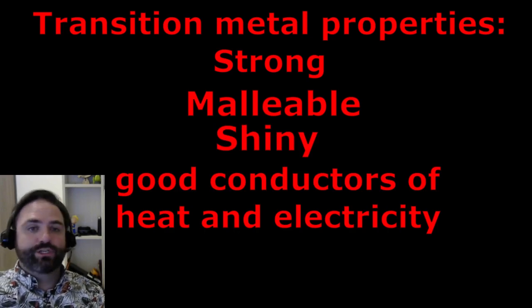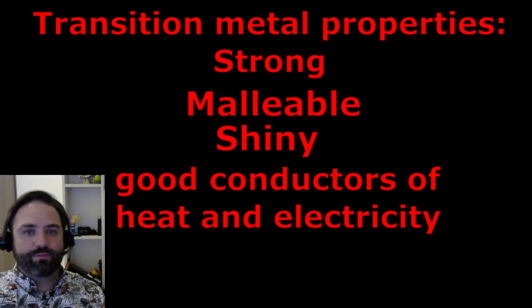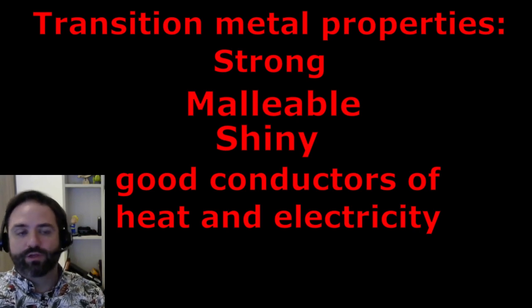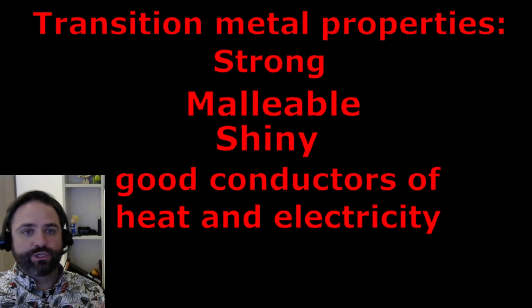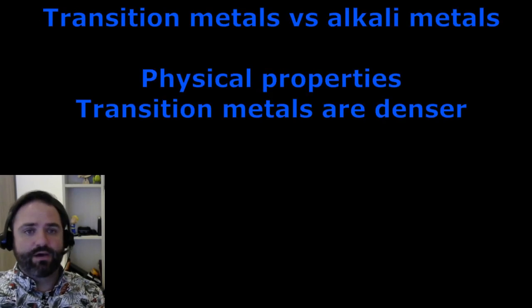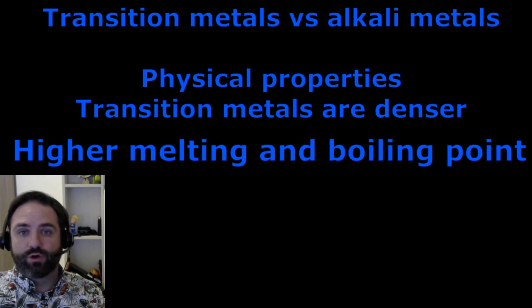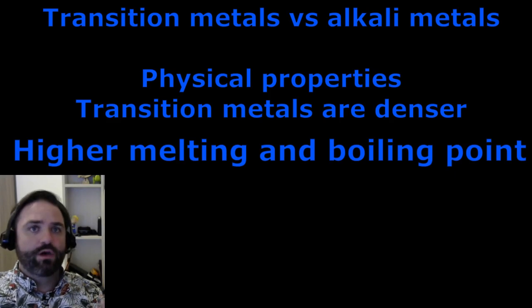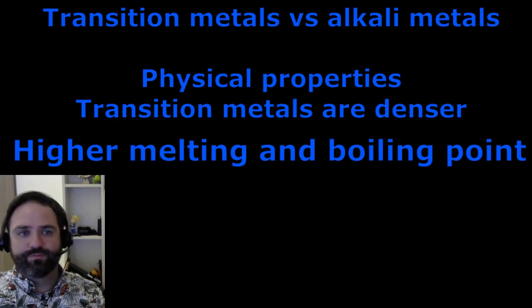A common question is to ask you to compare their properties to the metals in Group 1 that we looked at last time. We can do this with physical or chemical properties. Physical property differences, is that they are denser than Group 1 and they have higher melting and boiling points than Group 1, with the exception of mercury, which has a low melting point.